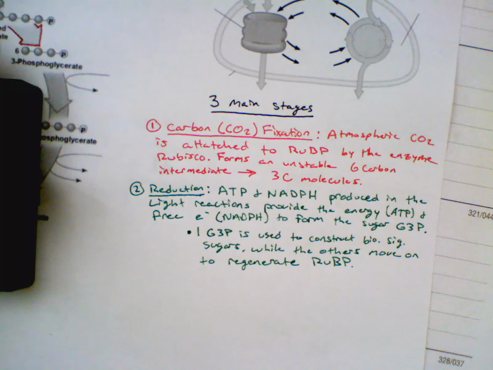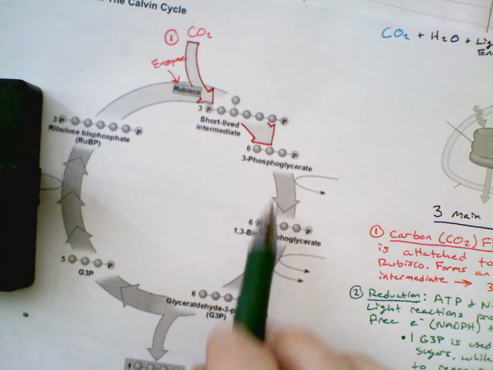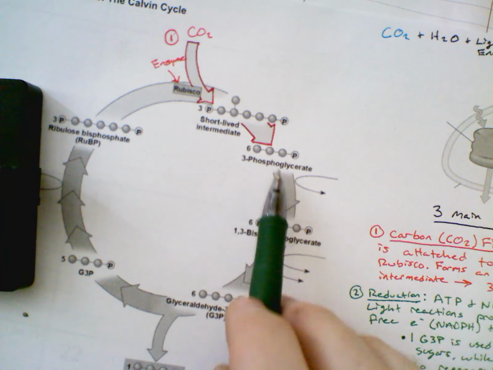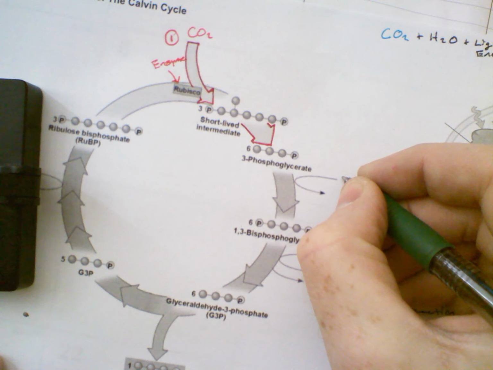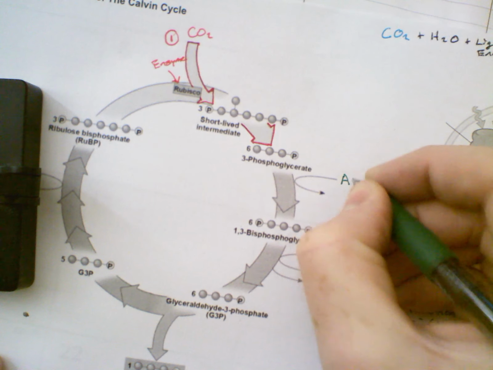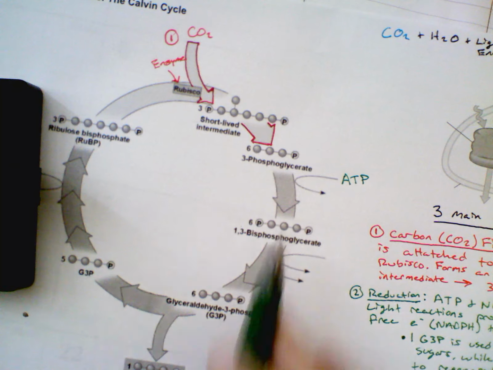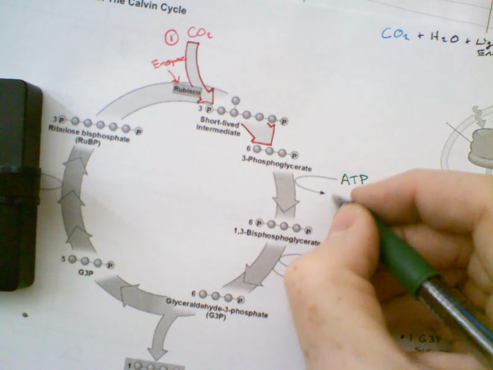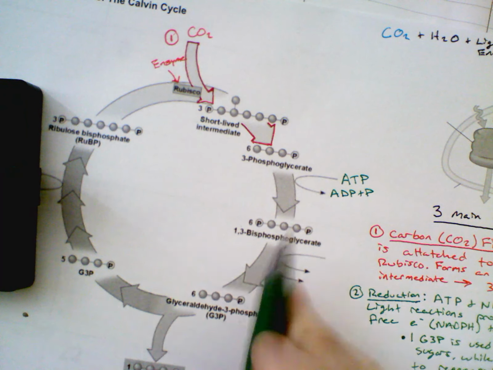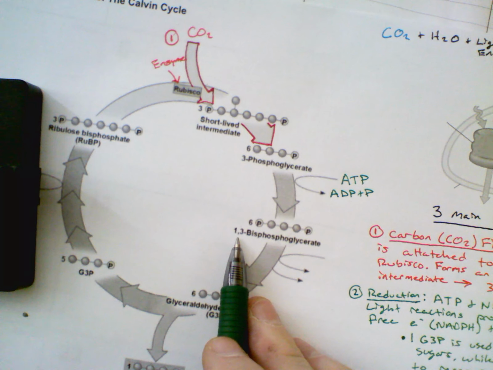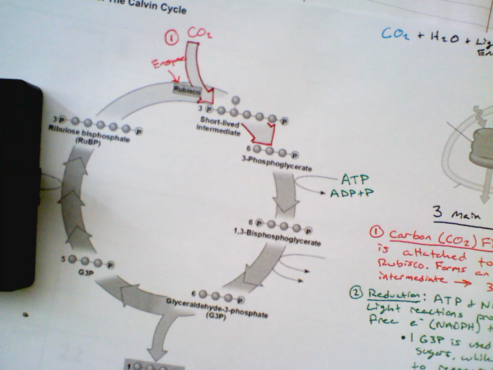Okay, so let's show where this is happening. We move on over here. So we have our 3-phosphoglycerate molecules here, and we're going to see ATP coming in. This is going to provide some energy to some enzymes that do some stuff that we don't care about. Okay. And that gets us to the 1,3-bisphosphoglycerate, which again, you don't need to know that.